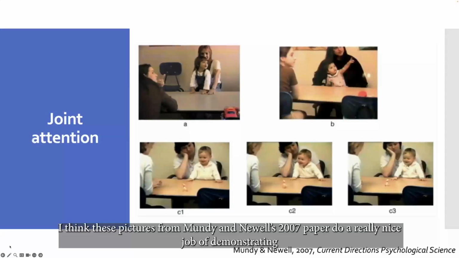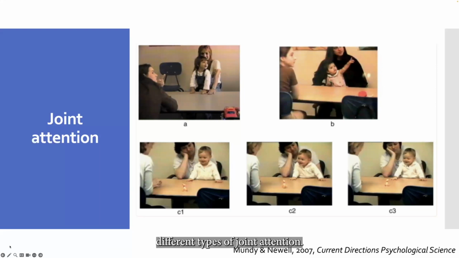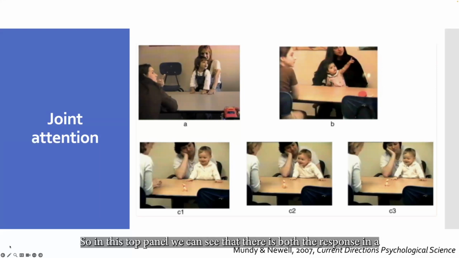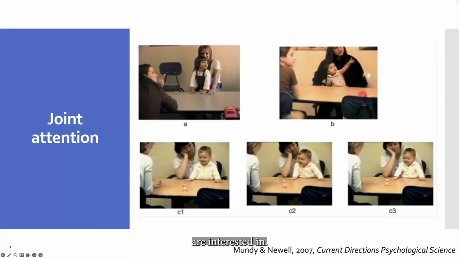I think these pictures from Mundy and Newell's 2007 paper do a really nice job of demonstrating different types of joint attention. So in this top panel, we can see that there is both the response in A and the initiation of joint attention. This is happening through gestures of pointing. So in A, you can see that the assessor is pointing and the child is following to where the point is directed. And in B, the child is using their own point to draw the attention of the assessor to something that they are interested in. It's a sharing of information.